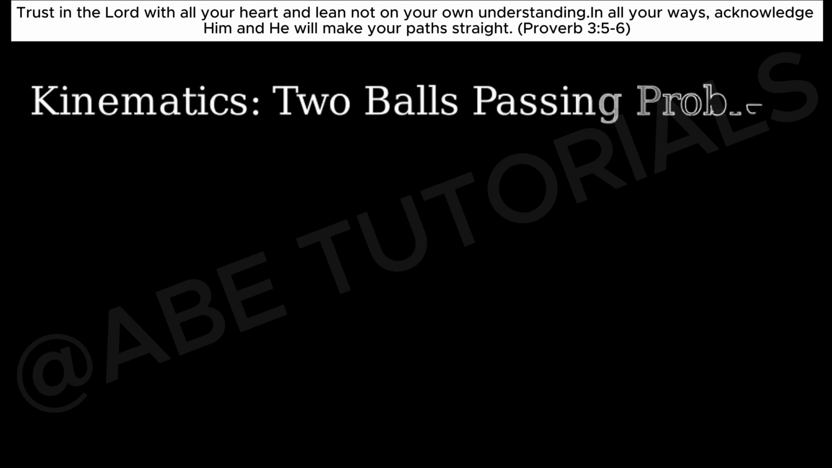Welcome to this physics problem-solving video. Today we'll tackle a classic kinematics problem involving two balls moving in opposite directions.